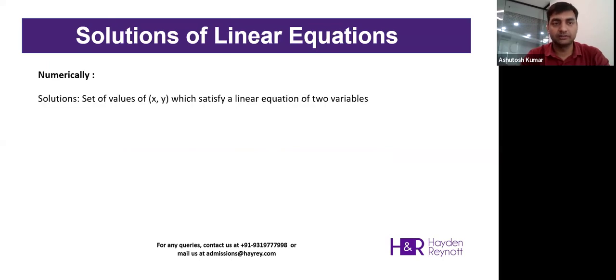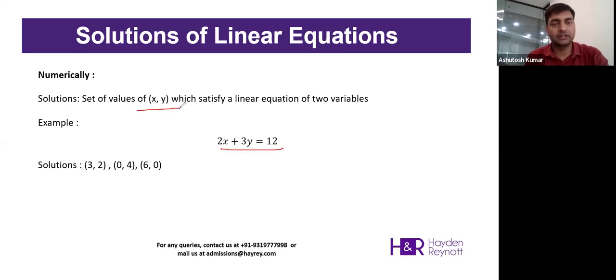Numerically, the solution is the set of values of x, y which satisfy a linear equation of two variables. If the values x and y satisfy the equation, it will be a solution, right? For example, we have 2x plus 3y is equal to 12. The solution points for this will be (3, 2), (0, 4), (6, 0), and there will be so many other solutions. How? Because if you plug in the values of x and y over here, you'll be able to figure out that these numbers are satisfying the given equation.